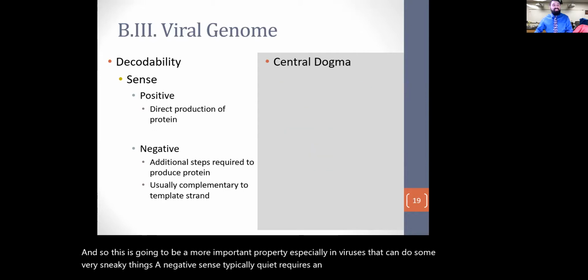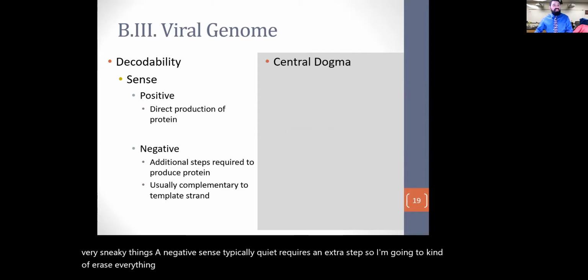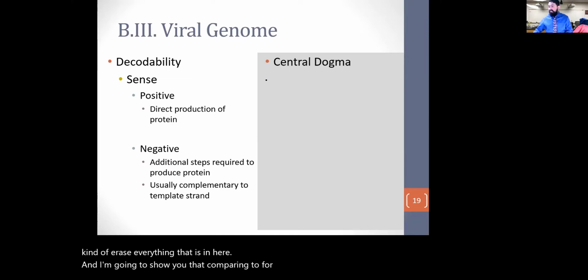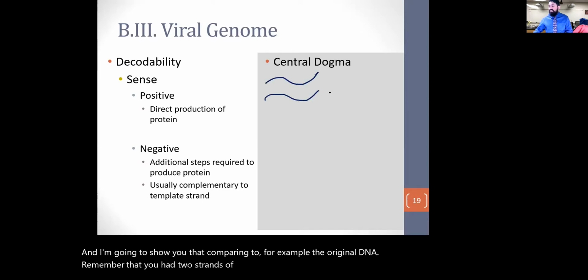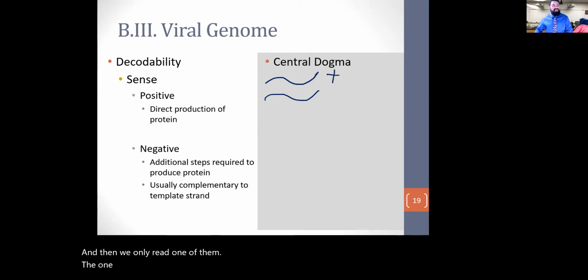So I'm going to erase everything that is in here. And I'm going to show you that comparing to, for example, the original DNA, remember that you had 2 strands of DNA. I'm going to separate them out in this case. And then we only read one of them, the one that ultimately would give us the RNA that we needed.